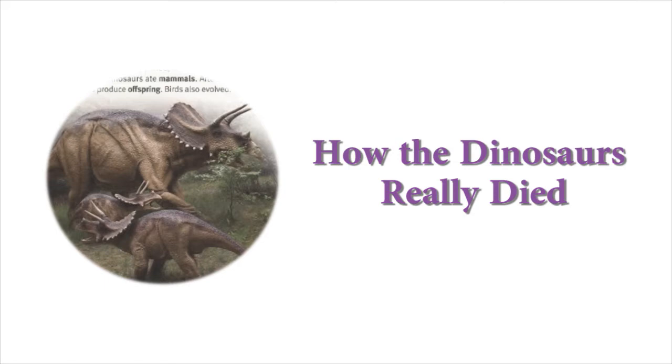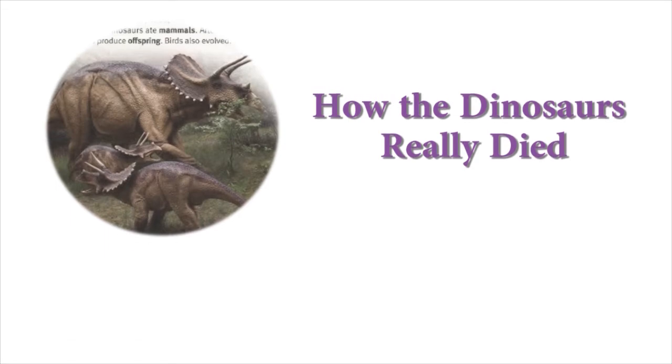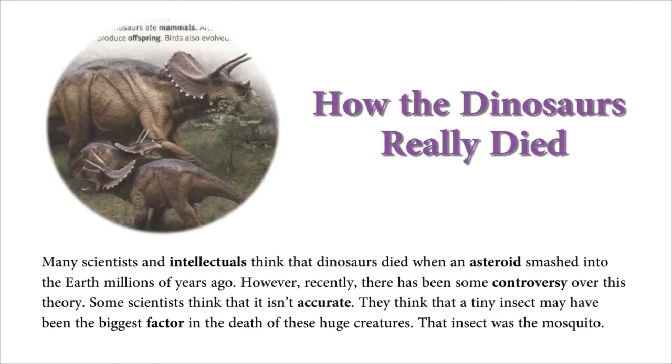How the dinosaurs really died. Many scientists and intellectuals think that dinosaurs died when an asteroid smashed into the Earth millions of years ago. However, recently, there has been some controversy over this theory. Some scientists think that it isn't accurate. They think that a tiny insect may have been the biggest factor in the death of these huge creatures. That insect was the mosquito.